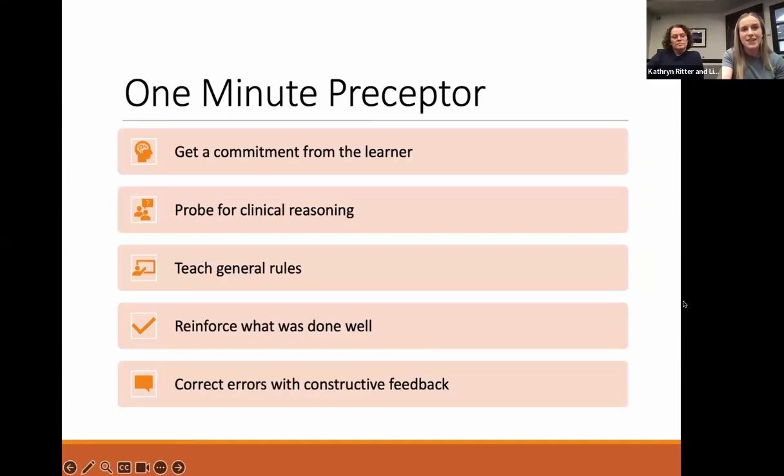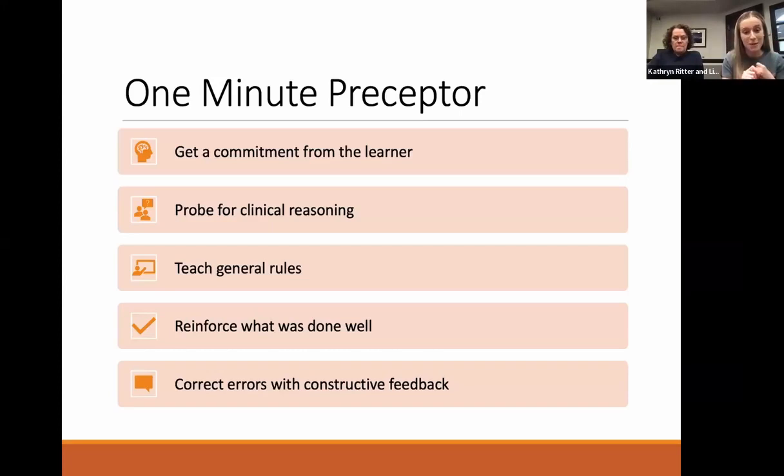One other method that people have used for indirect observation in the clinical setting is something called the 1-minute preceptor. There are lots of papers and resources online about this, but just to hit the high points, you're having a student or a resident give a presentation to you, and you are going to use that as a teaching opportunity to assess where they're at, and then also teach any important concepts that maybe have been a gap that you identified.